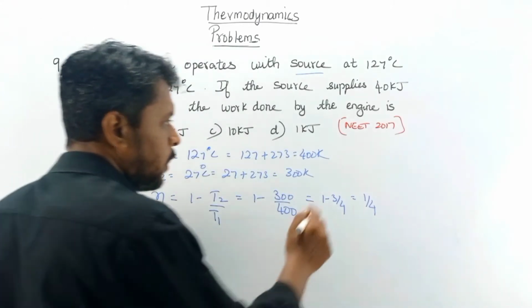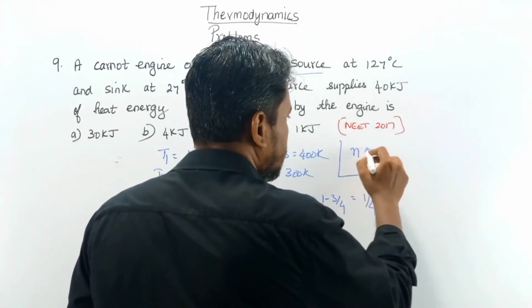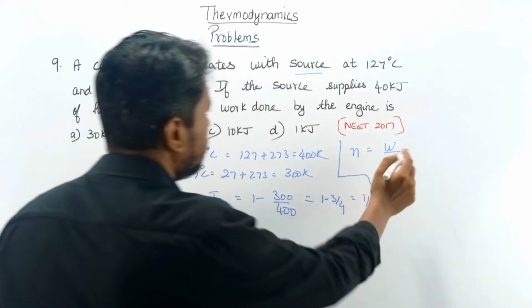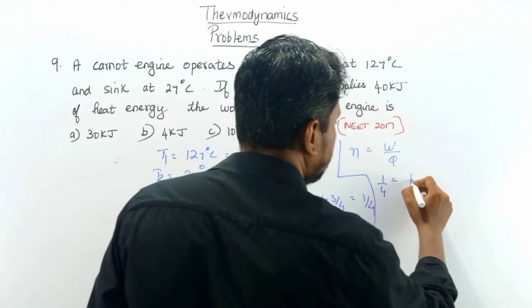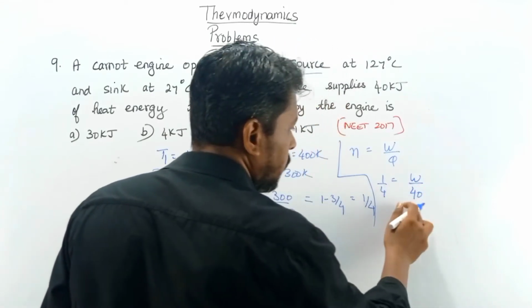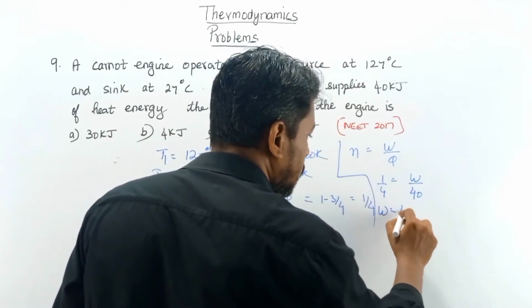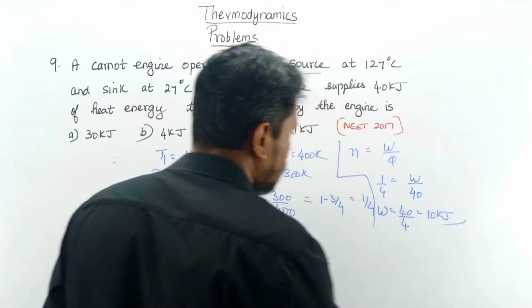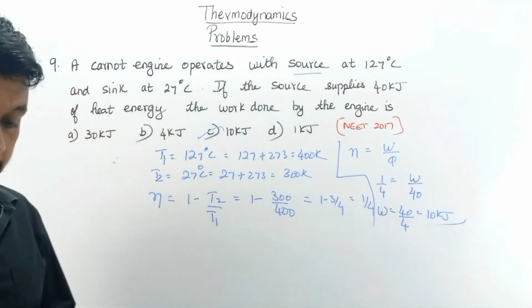So what is another formula for efficiency? You know that efficiency is equal to work done by heat supplied. So 1 by 4 is the work done divided by 40 kilojoules. From this we can see that W is equal to 40 by 4, which is equal to 10 kilojoules. So option C is the right answer.